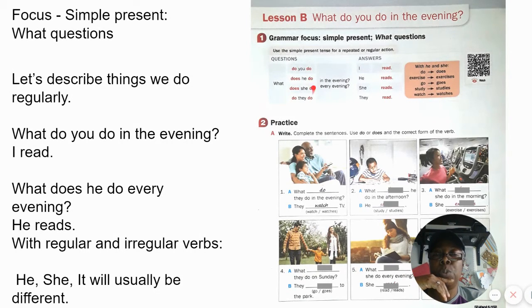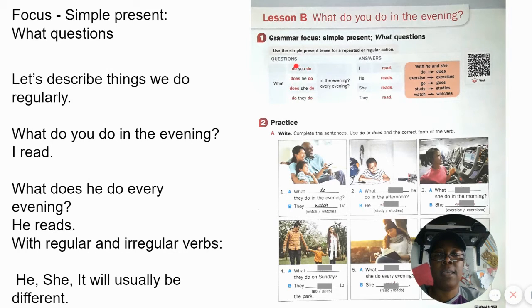This do is our regular verb in our sentence. It functions, or we use it as a regular verb in our sentence. This do, this form of do, is what we use to help with our what question.